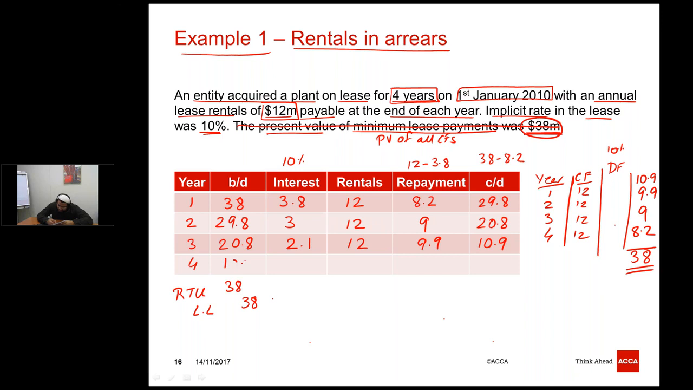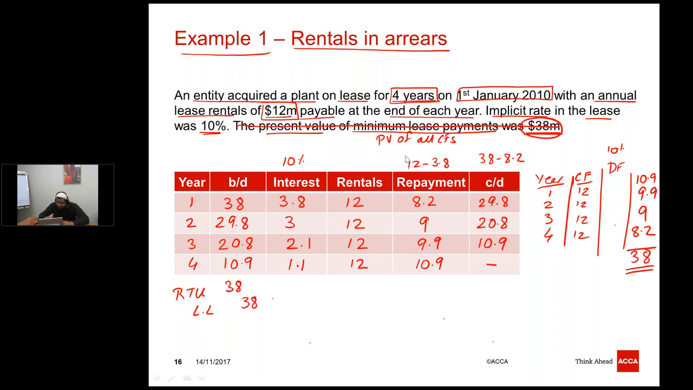So in the last year the brought down is 10.9, which will become 1.1. 12 we are going to deduct, which will become again 10.9, and the carried down is going to be 0. So this is how the lease liability is going to be repaid in 4 years time.